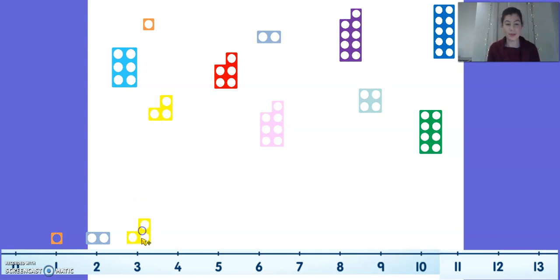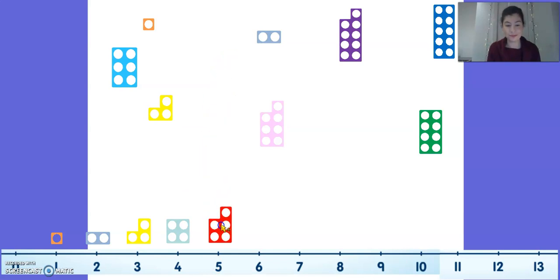It's 3. 1 more than 3 is 4. Can you spot the number 4? There it is. Let's check. 1, 2, 3, 4, absolutely. Let's put the number 4 there. Right, number 5. Let's have a look. Now, we were thinking all about the number 5 last week, about different ways to make number 5. But can you find the number 5 Numicon? There it is. It's the red one, absolutely.